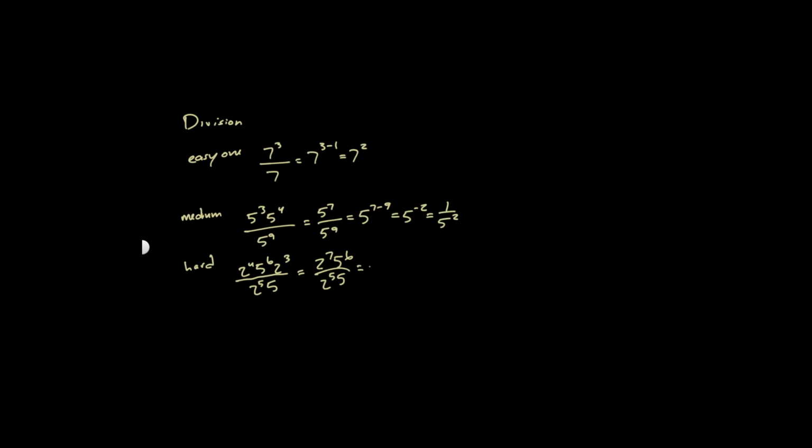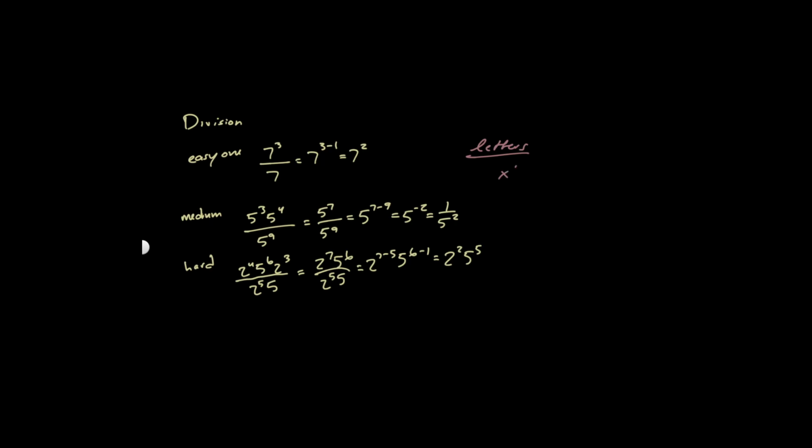Now you're going to do 2 division problems. The 2 is 2 to the 7 minus 5. The 5 is 5 to the 6 minus 1. When you subtract that, you get 2 to the 2, and then the 5 is 5 to the 5. Confusing? Good.